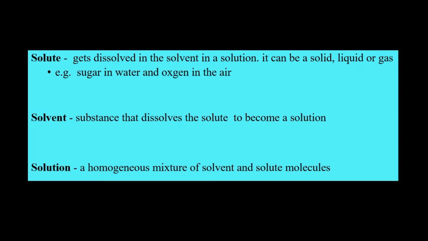To give an example of a solute, say you have sugar and you want to dissolve your sugar in water. Sugar is a solute, whereas water is your solvent. When you have sugar plus water, that is a solution. This is why they are telling us that a solute gets dissolved in a solvent, and when that happens, you are making a solution.